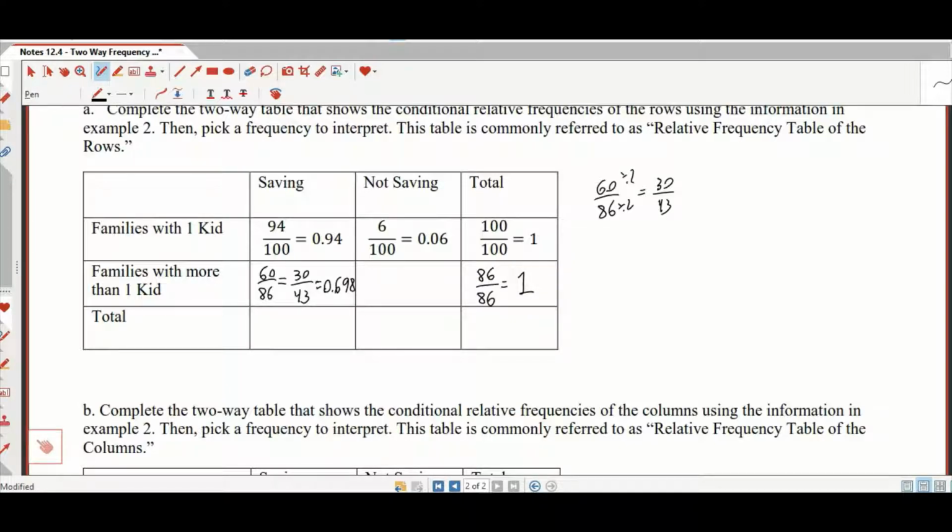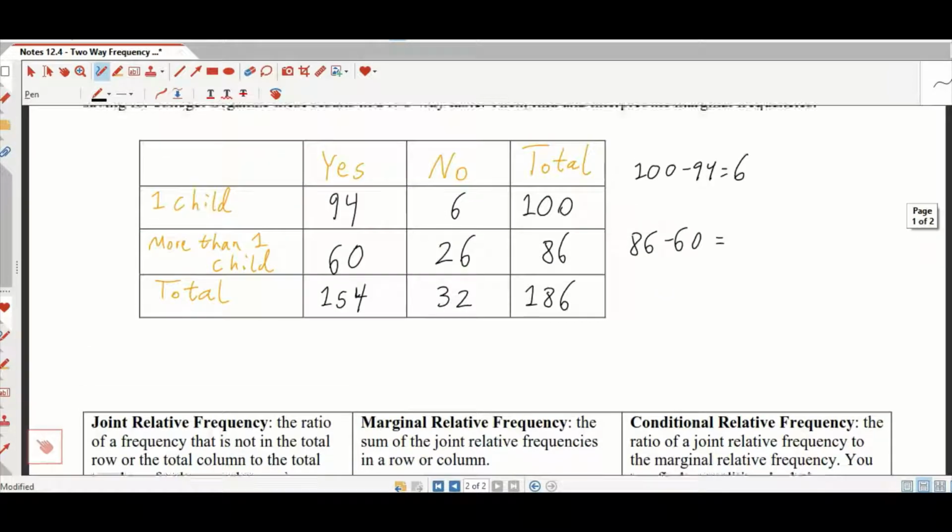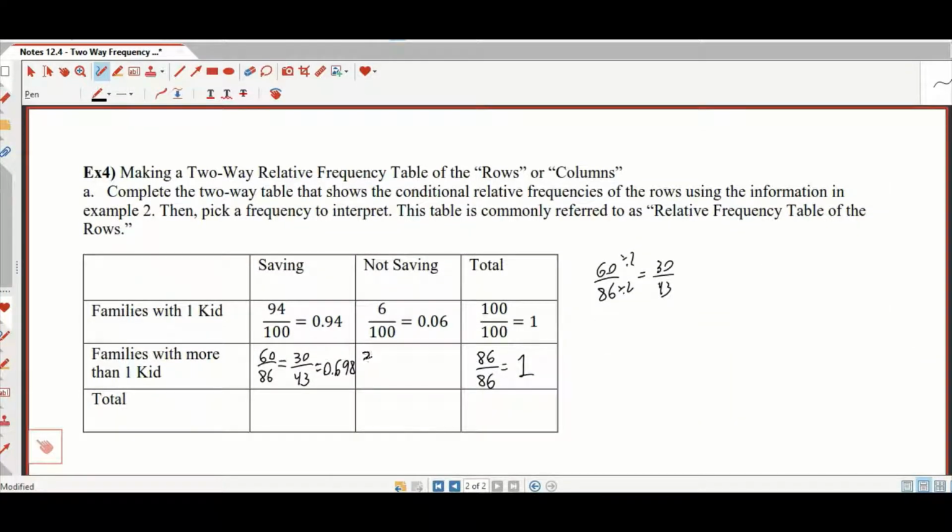And then the total who were not saving, was it 26? Yeah, 26. 26 out of the 86 were not saving, if we reduce that. Yes, I know, I would love to divide out those sixes, but that's just not how it works, folks. I'm so sorry. 13 out of 43 are not saving. So 13 out of 43, about 30.2%, or about 0.302. That makes me happy because those both add up to 1.